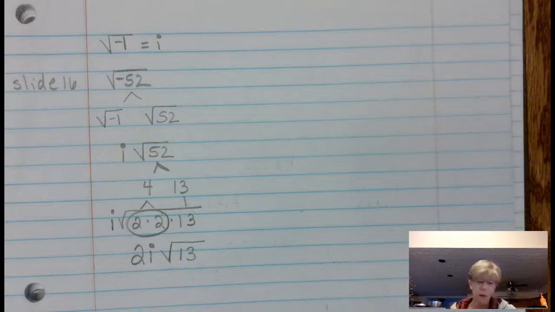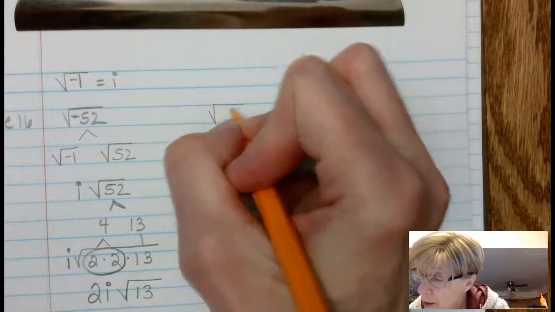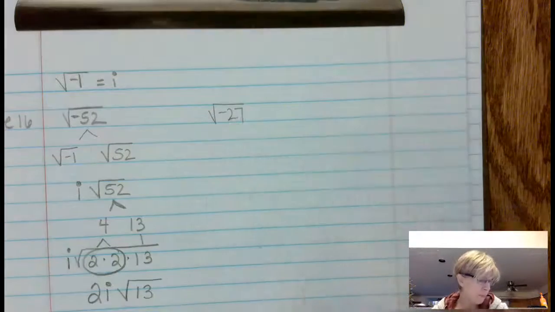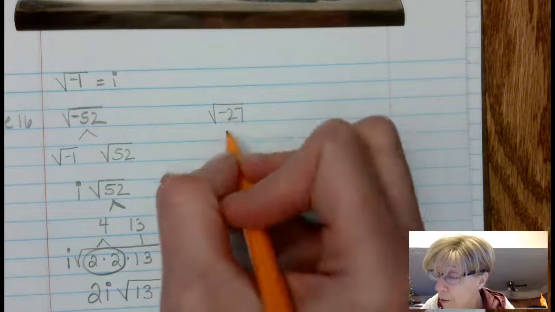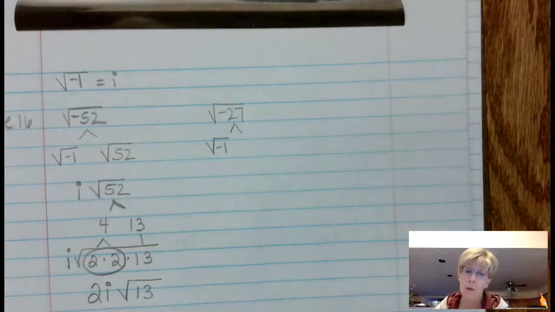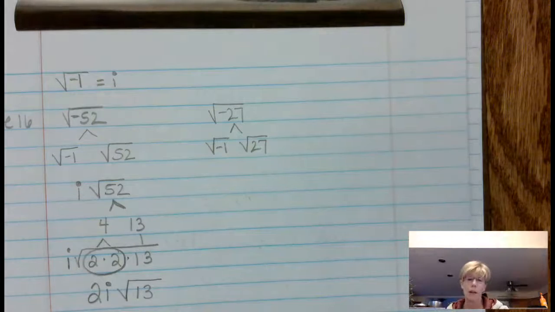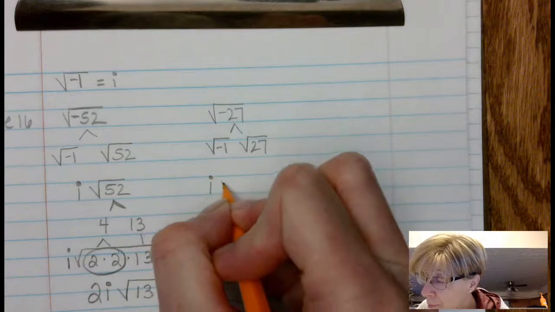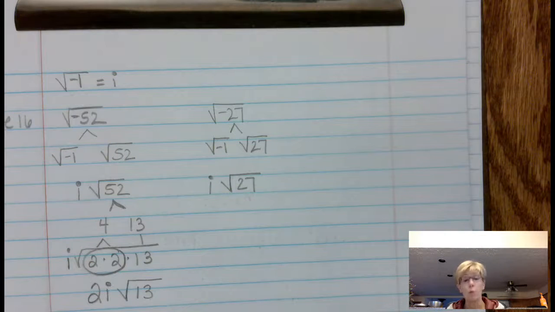Let's look at another one. This actually is on slide 17, and it is the square root of -27. Once again, because we're taking the square root of a negative number, we've got to deal with that negative number first. -1 multiplied by 27 is -27. And the square root of -1 is i. And now we've got the 27. By the way, you really, really need to take out that square root of -1 first.